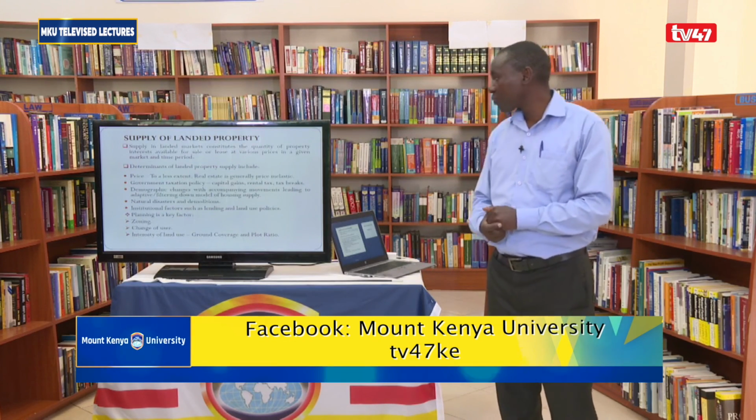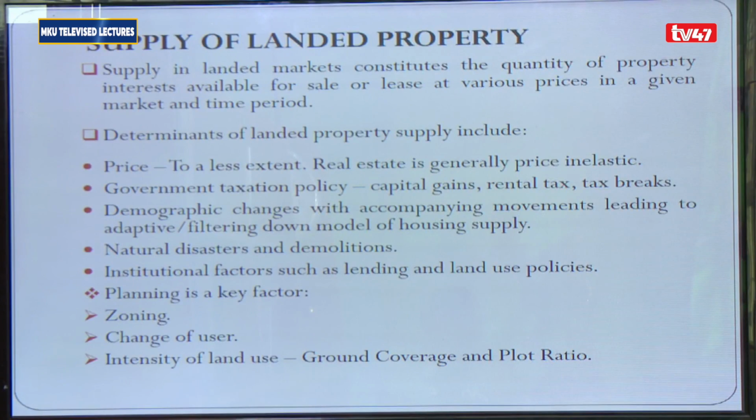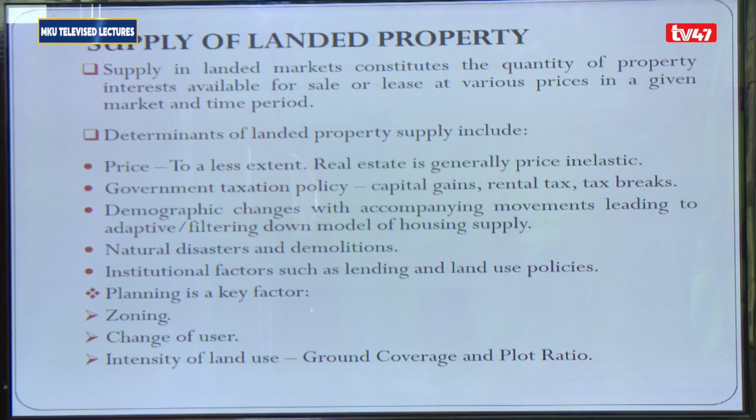Demographic changes with accompanying movements. This is as more people move on and build their own properties, then they can leave other properties which can be taken up by other groups, a process which we call the adaptive or filtering down model of housing supply. The other one is natural disasters and demolitions. Definitely when there are earthquakes or landslides, we lose property and therefore supply is affected.